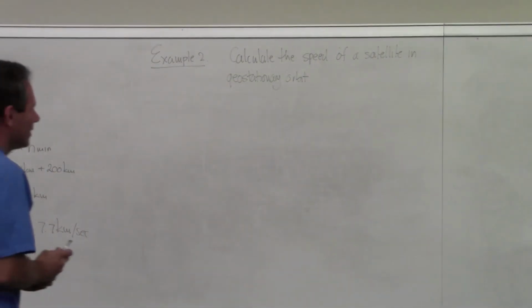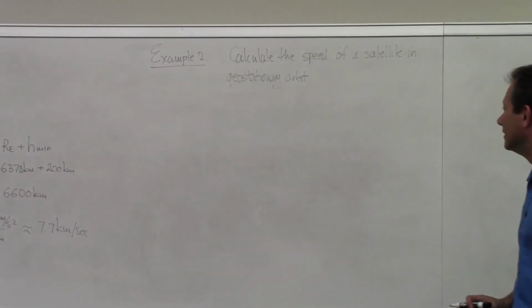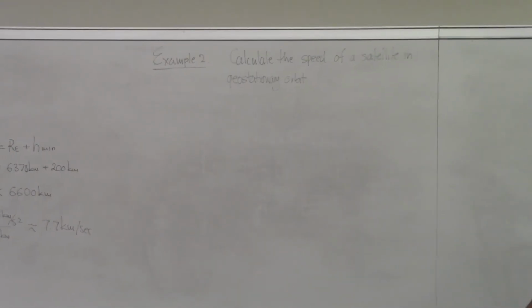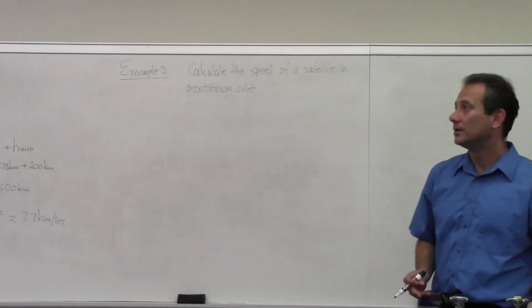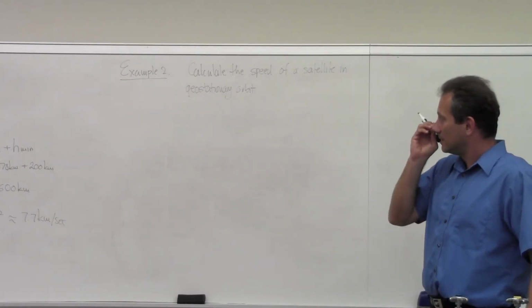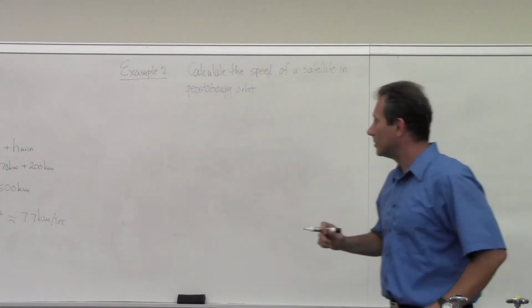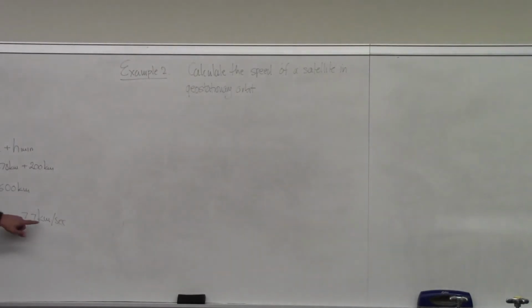Okay, so how do we calculate the speed of the satellite in a geostationary orbit? Well, we go back to our kilometer cube. Say again, the Kepler's constant is kilometer cube. Kilometer cube and kilometer squared cancel, and then the square root gives you kilometer.